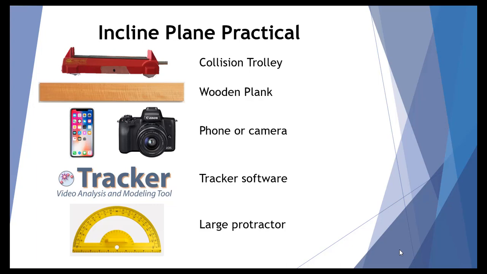So we'll look at the equipment we're going to be using for this investigation. We have a collision trolley, which most physics classes have. We have a wooden plank, pretty easy to get hold of. Students will need either a phone with a slow-mo camera or a normal SLR camera, which has a slow-mo feature as well. We'll be using the Tracker software package in order to analyze our video, and of course if we're looking at measuring angles as one of our independent variables, we'll need a large protractor.